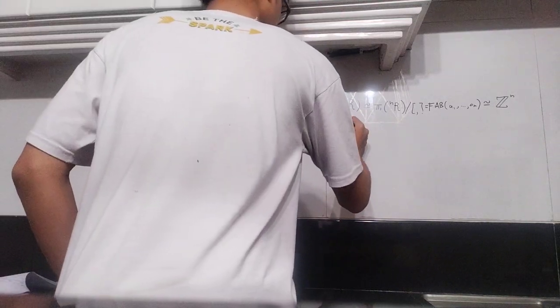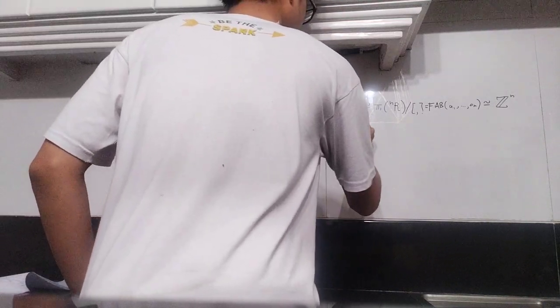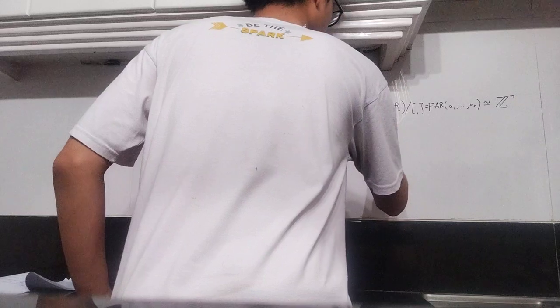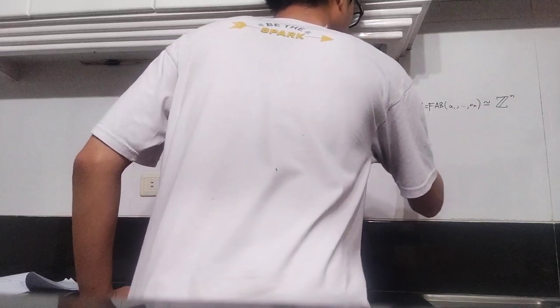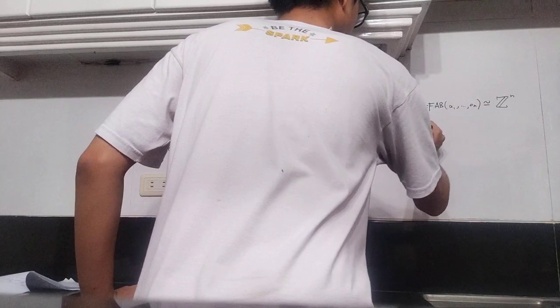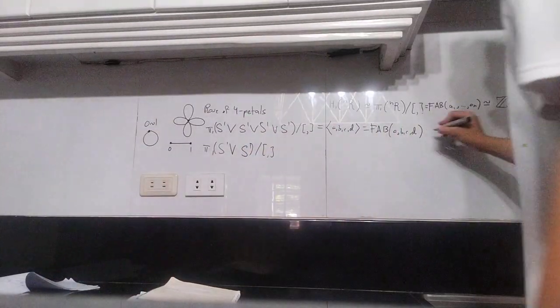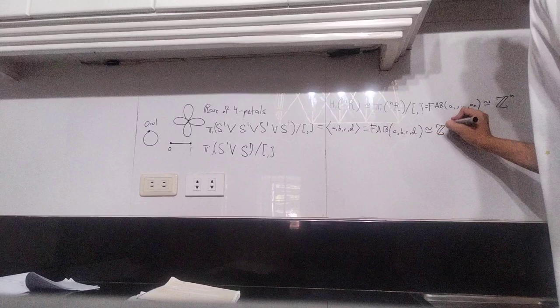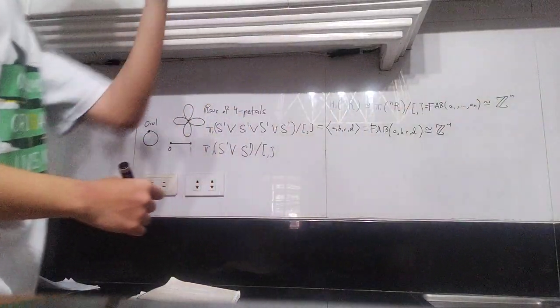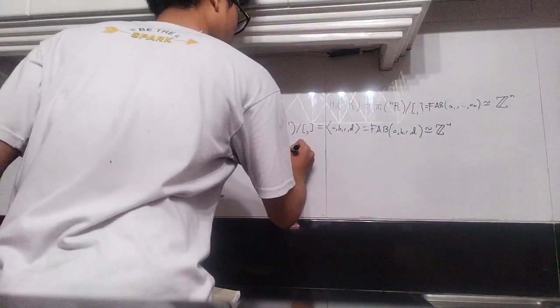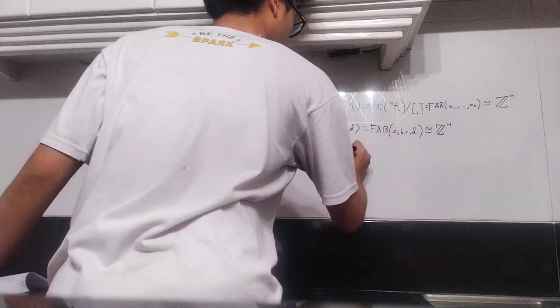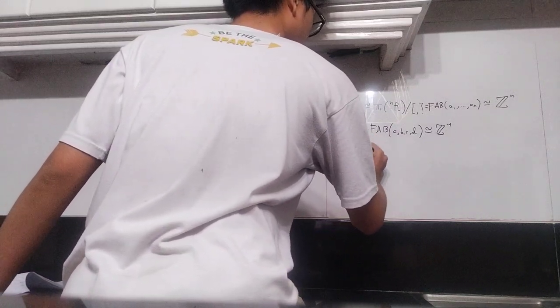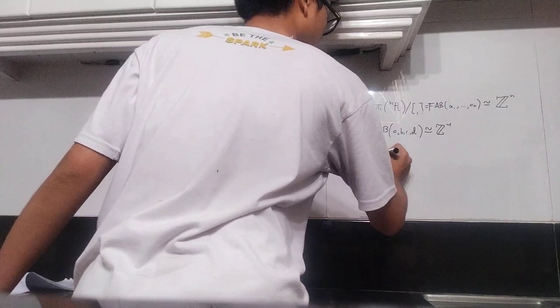So, four. So A, B, C, D, which is the free abelian group on A, B, C, D, which is isomorphic to Z4. Okay? And this would be the free group on two generators A, B. That would be the free abelian group on A, B, which is isomorphic to Z2.